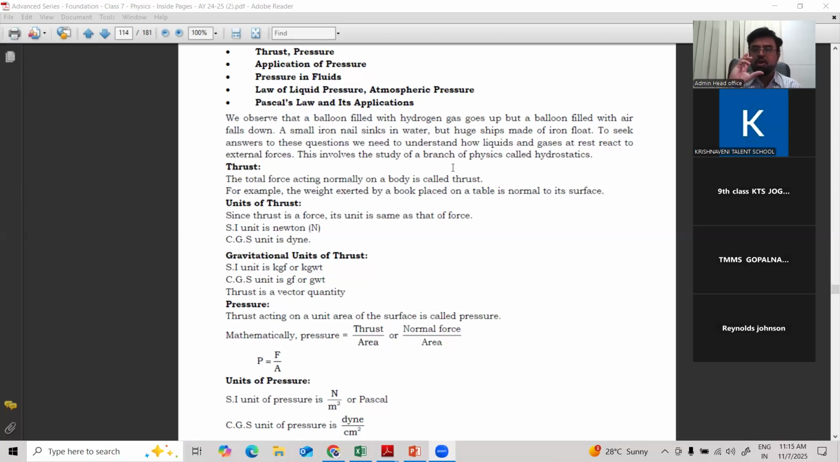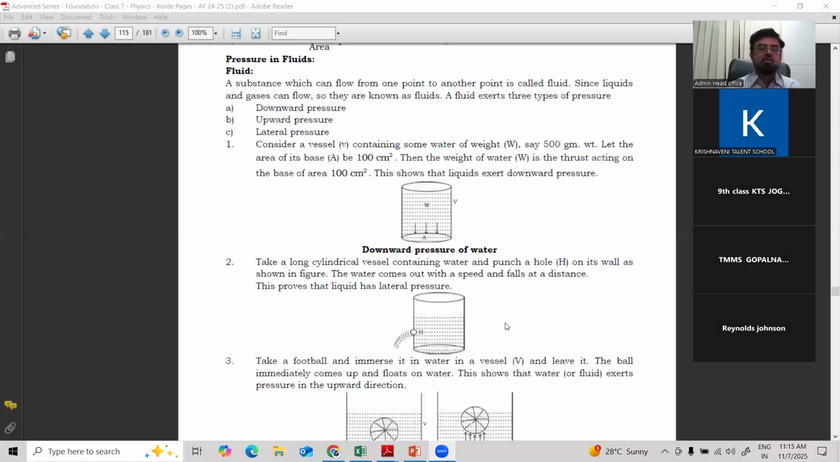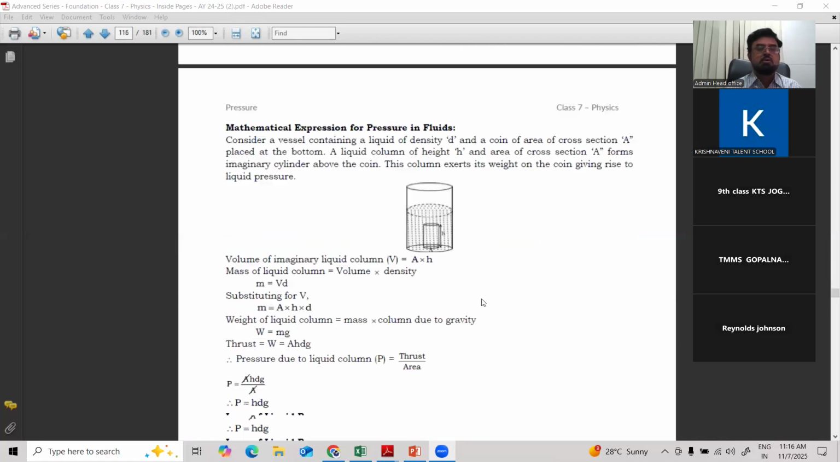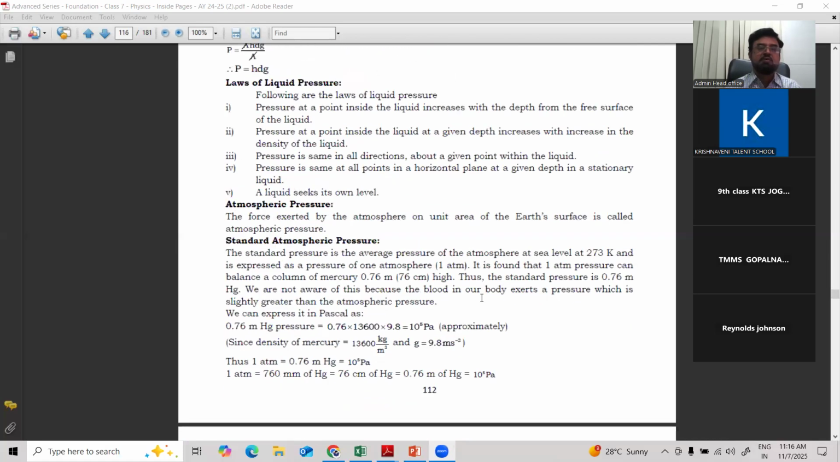When the cricket bowler bowls, why the spin? What is the reason for spinning of the ball? What kind of pressure is exerted on the ball to spin it? All this is explained by fluids. When we discuss fluid pressure, we'll come across all those things, right? You can see here: what is the upward pressure? What is the downward pressure? What is the lateral pressure? Okay. So mathematical expressions will come.